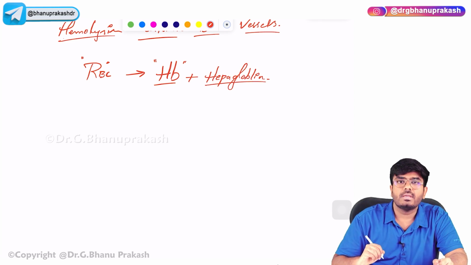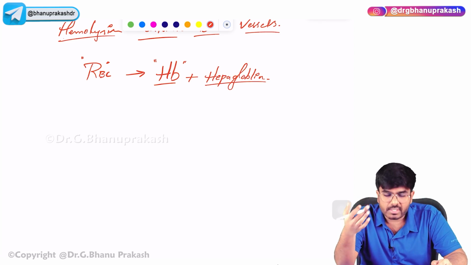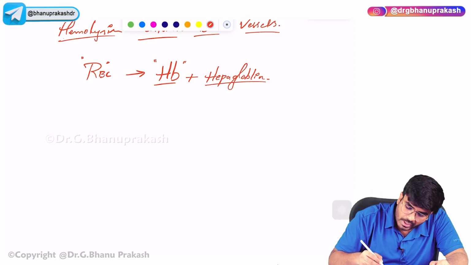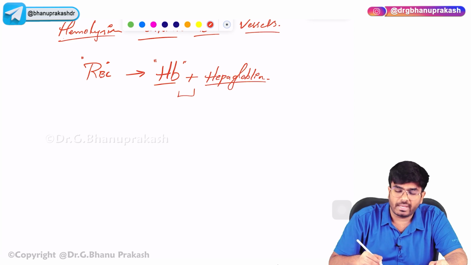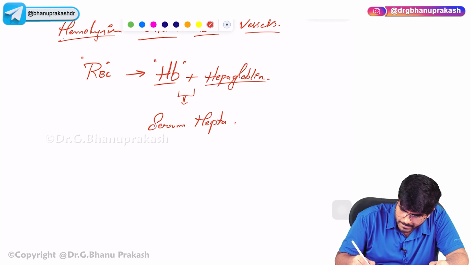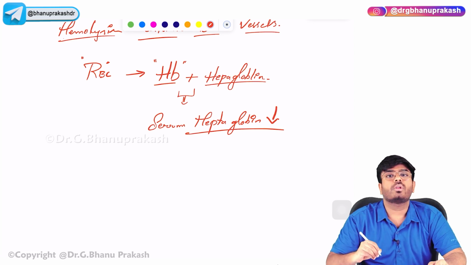Okay, haptoglobins. So now tell me, what happened to the haptoglobin levels? Sir, as there is more and more hemolysis, hemoglobin is leaking, so hemoglobin is going to bind with the haptoglobin. So what happened to the haptoglobin levels? So serum haptoglobin levels go down. The free haptoglobin levels will go down, sir.